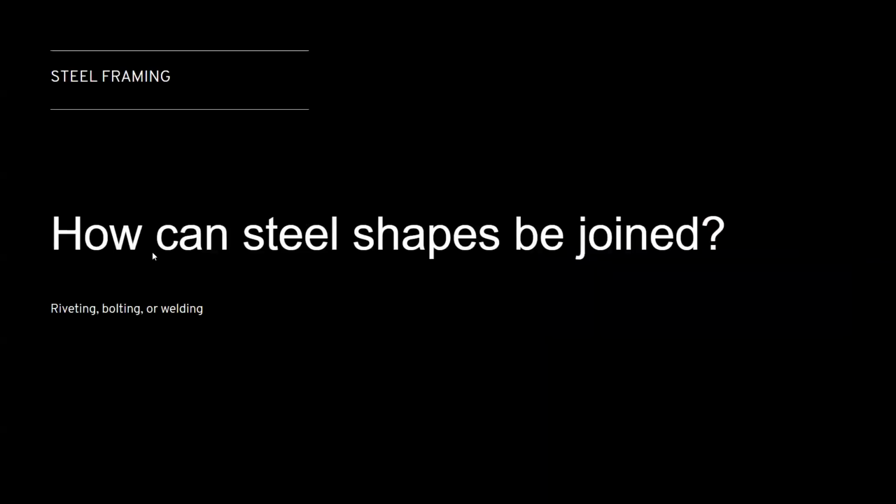Now that we've taken a look at some of the pieces, let's talk about how they go together. Here's the question: how can steel shapes be joined? There are three methods, which are riveting, bolting, and welding. Riveting has been replaced with less labor-intensive techniques, which I'll talk about.